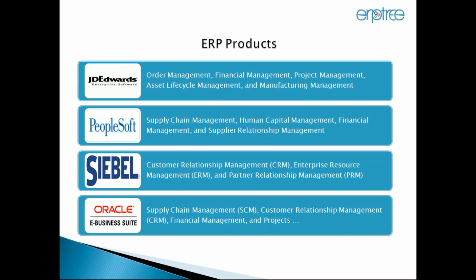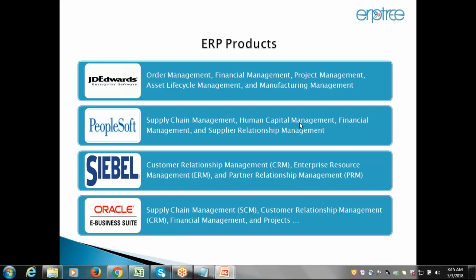Most of these ERP products offer solutions for different business areas. JD Edwards has solutions for order management, financial management, project management, asset lifecycle management, and manufacturing management. The same way PeopleSoft has SCM, supply chain management, HCM, human capital management, and financial management. Siebel and Oracle also have specialized solutions for different areas of the business, or primary or sub business processes.